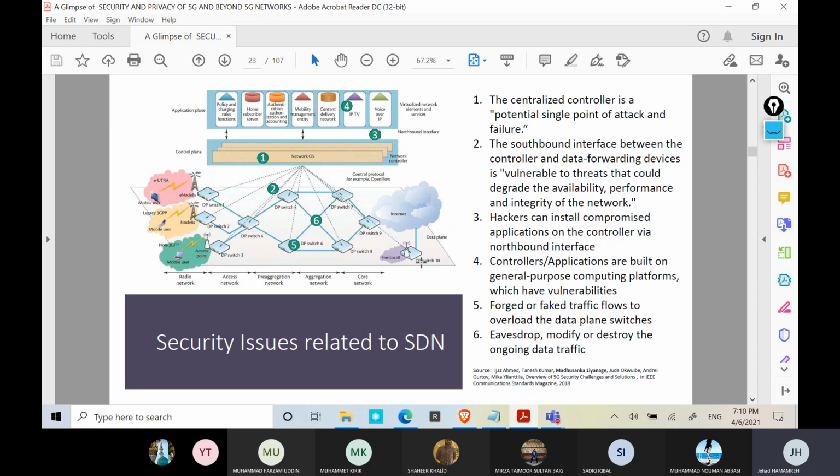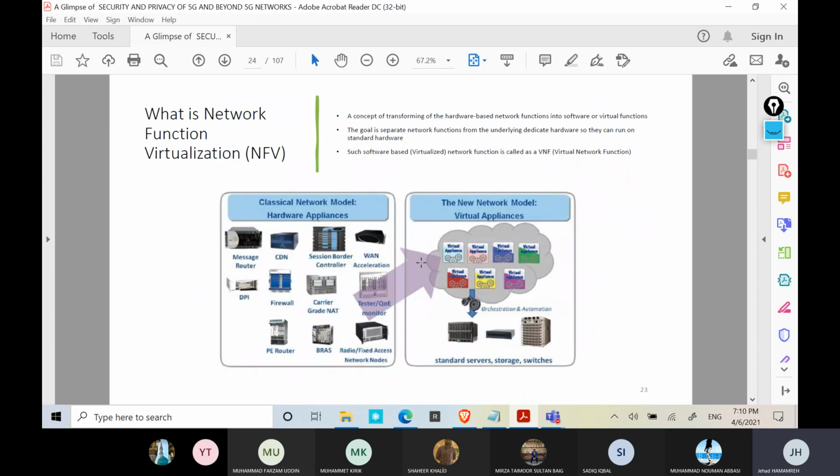So what can you do to protect against this? This is what we are going to learn in the coming slides.